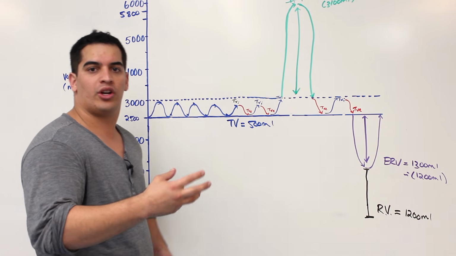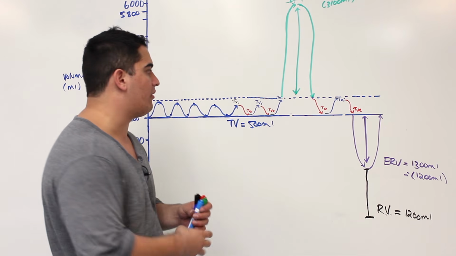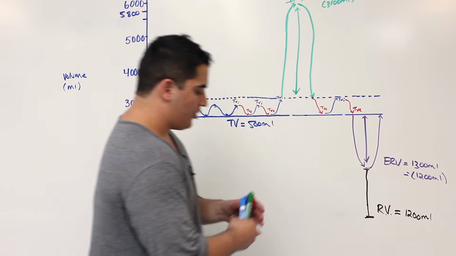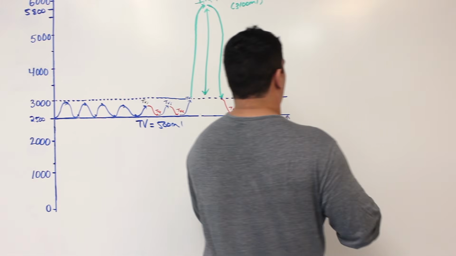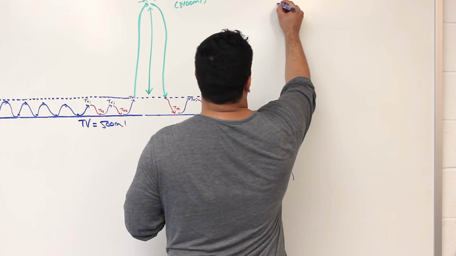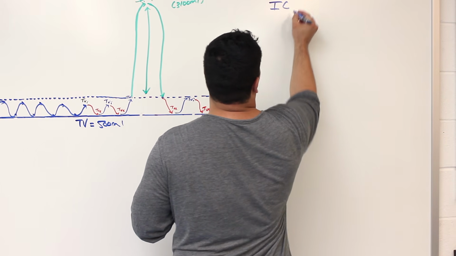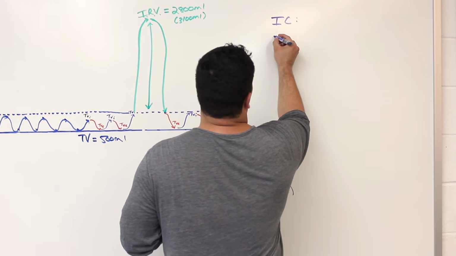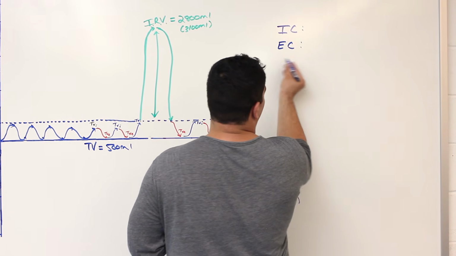Now we're going to go ahead and determine capacities, determine pulmonary function. Okay, so we have a couple of different capacities that we have to calculate here. We're going to go over inspiratory capacity, which I'm going to denote as IC. We're going to go over expiratory capacity, which I'm going to denote as EC.